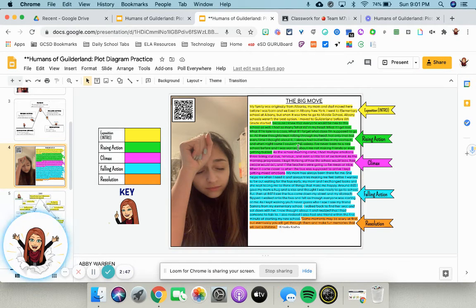Here we get to the rising action, right? So this is where we start to learn a little bit about what the problem is. And in this story, the person who was interviewed talks about being nervous about starting school. I had so many what ifs in my head. What if I get lost? What if I'm late to class, right?